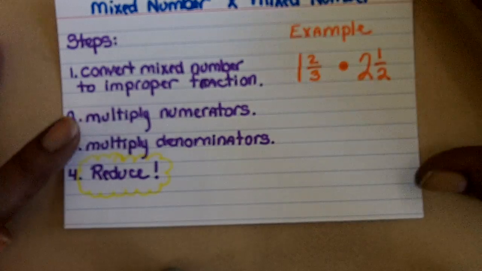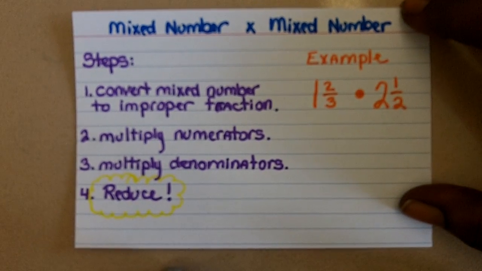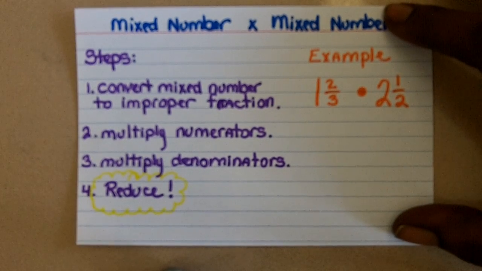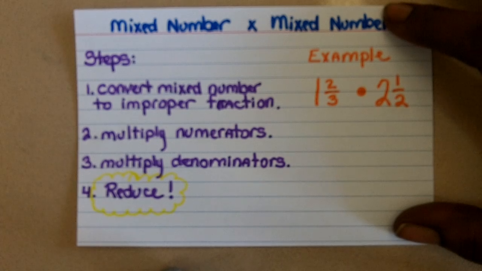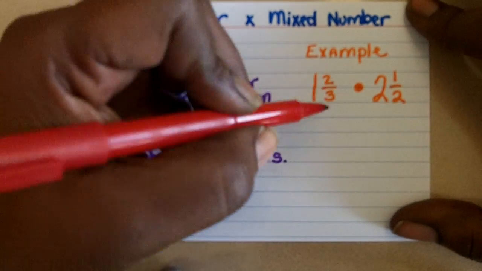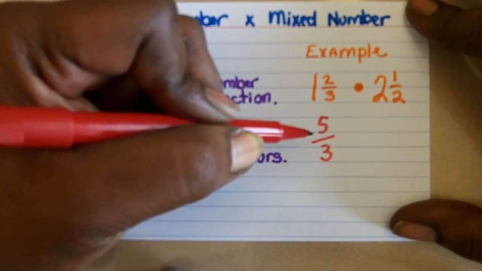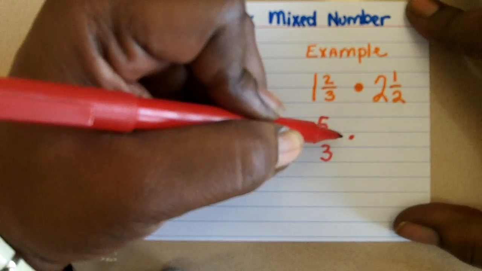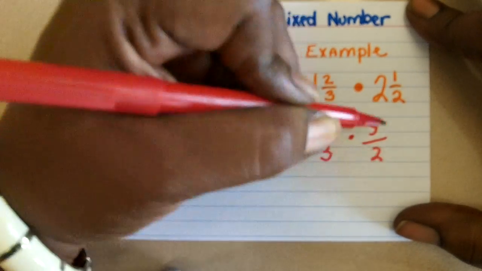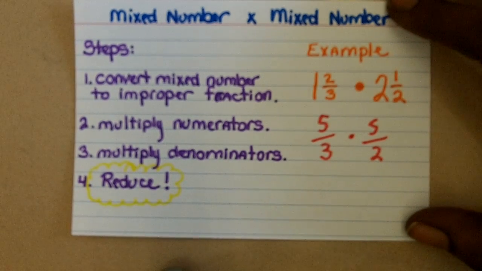The last type that I want to talk about is something called a mixed number times a mixed number. Step number 1 is asking me to convert a mixed number to an improper fraction. We've talked about that already. 1 2/3 would change to 5/3. While 2 1/2 will change to 5/2. Step number 2, multiply your numerators.